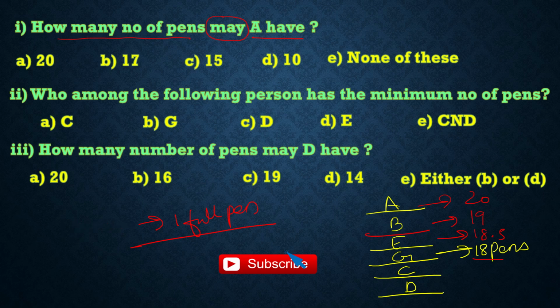So here the answer will be none of this, because if 21 was there, okay, fine, that would be the answer. But already G is at 18 pens. So either this will be 19, okay, then what will be E? Correct? That is the question. So here you can't make out how many number of pens A may have. So none of this will be the answer. Understanding?